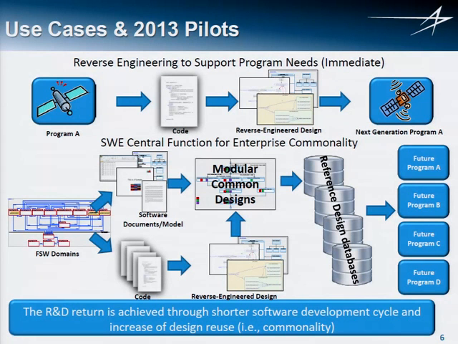At the bottom here is the second swim lane, where we help the enterprise find common design. We first select a few flight software domain areas, and then we collected software documentation, design models, and also the code. For the code portion, we do the reverse engineering with the tools that we procured. From all of these artifacts, we were able to create the modular common design, and we store them in a reference design database, which future programs can access.